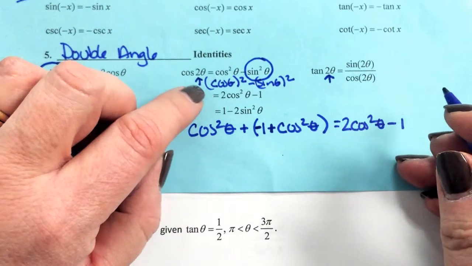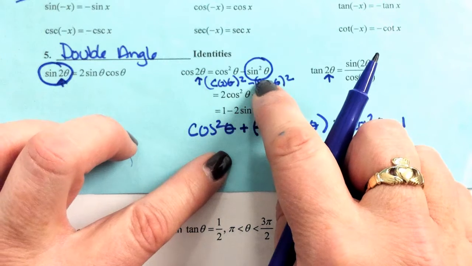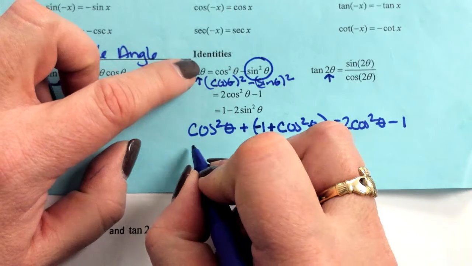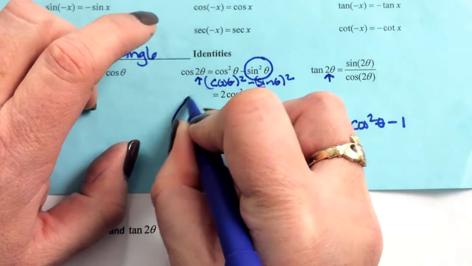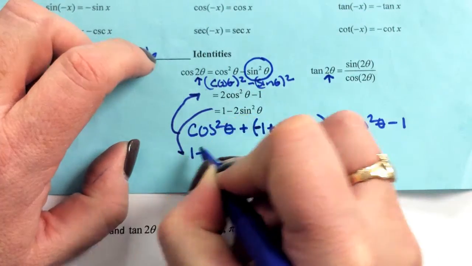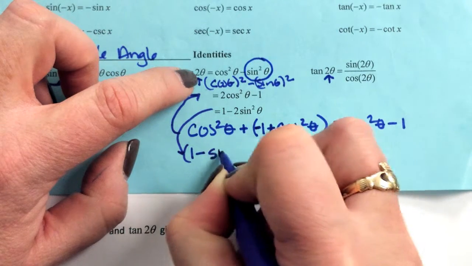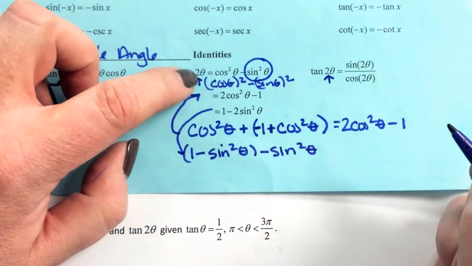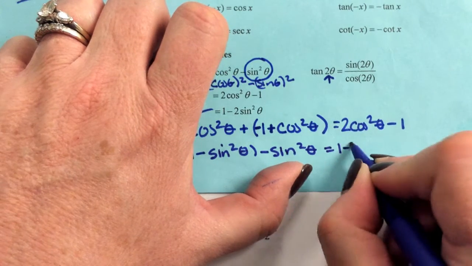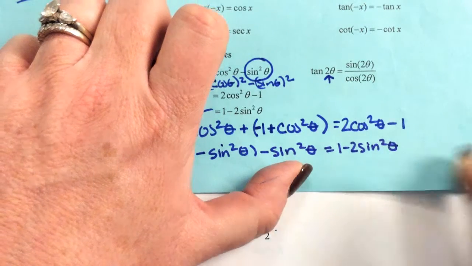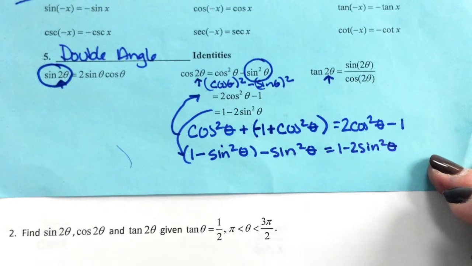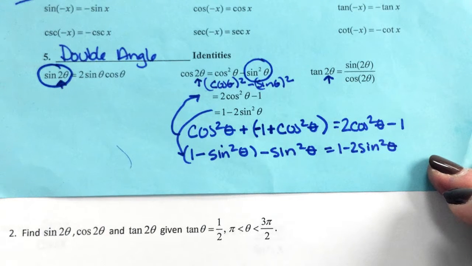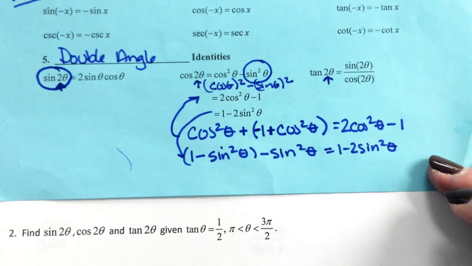Or you could do vice versa. Instead of changing the sine squared, I can replace cosine squared with a 1 minus sine squared. So that takes care of where that one came from. I could change that cosine squared to 1 minus sine squared theta minus sine squared theta, which gives me 1 minus 2 sine squared. Do you have to memorize all 3 versions? No. If you want to, again, where do they come from? You can derive them by your Pythagorean identities. But if you know the first one, you'll be able to do the problems.